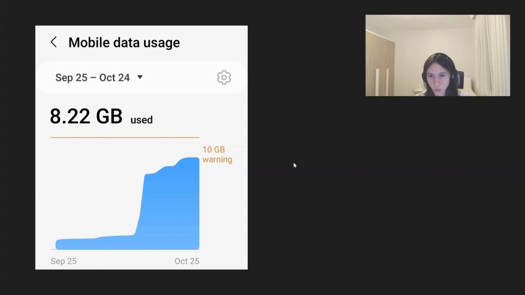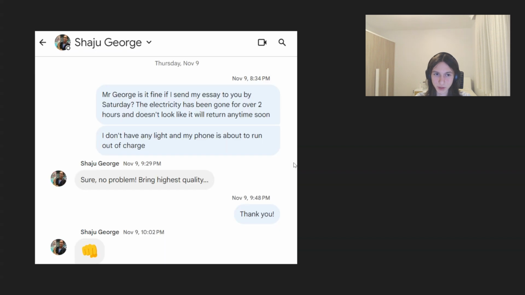And similarly, one day there was an econ essay due on Friday, if you remember. But when I came home, there was no electricity, and I had no device that had battery in it. So I had to ask Mr. George for an extension on my essay, as you can see here. This caused me to lose an entire day of productivity because I was just waiting at home for the electricity to come back, and I had no idea when it would come back.